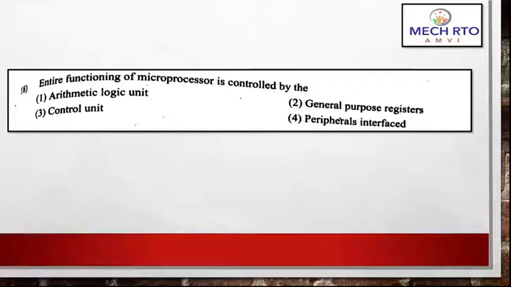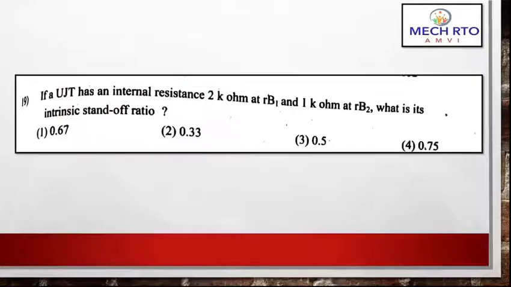The entire functioning of a microprocessor is controlled by. Options are arithmetic logic unit, general purpose register, control unit, peripheral interface. Many of us have seen that there is a unit called the control unit, which is used to control the functioning of the microprocessor. So the correct answer is 3, control unit. Very simple question.